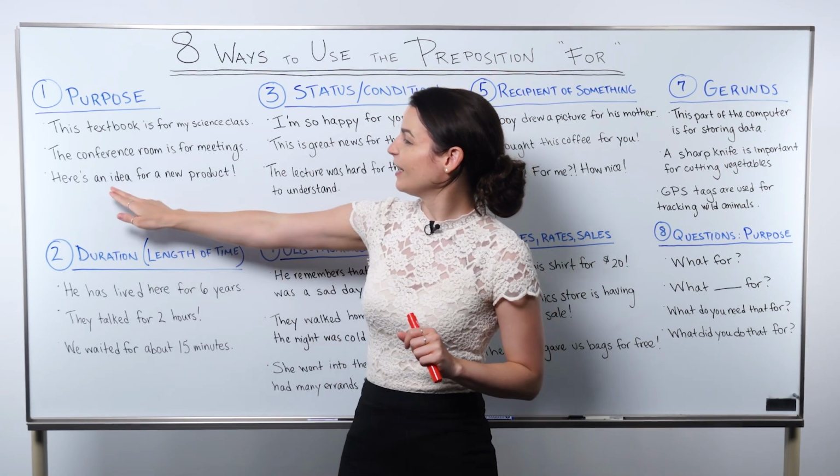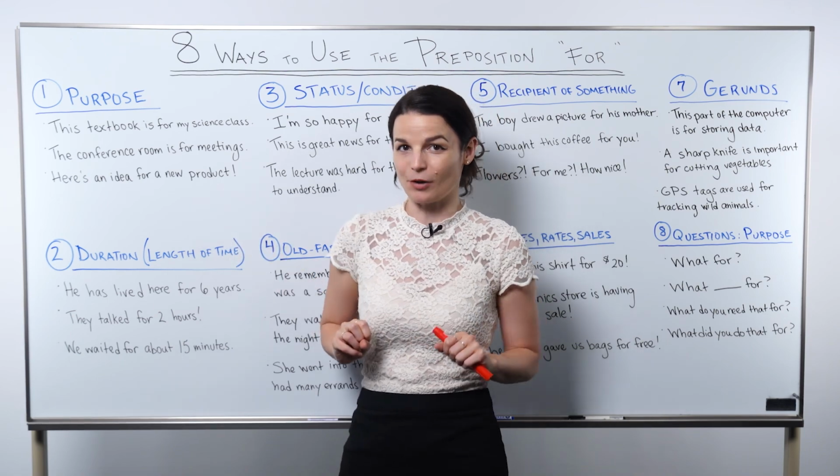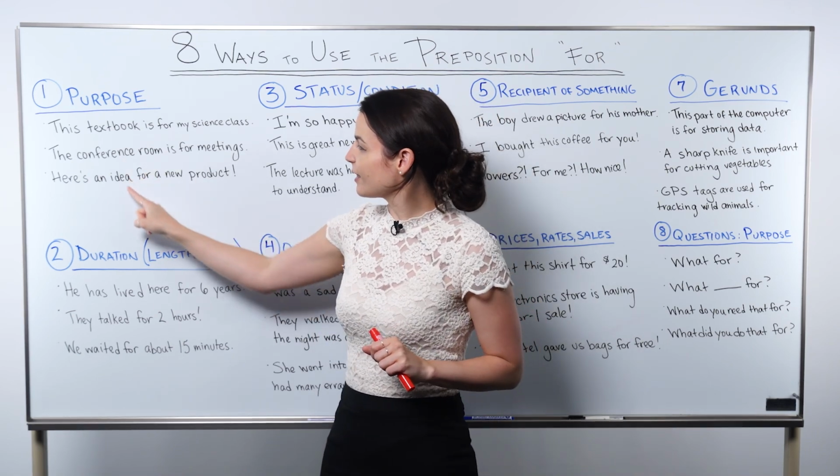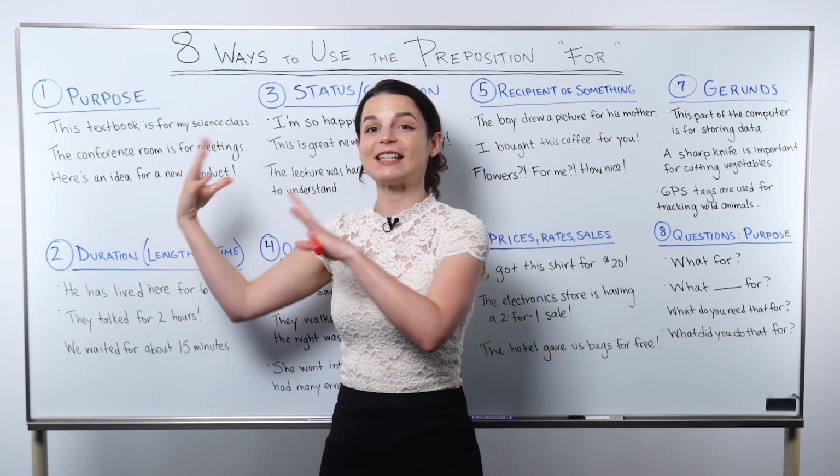Okay, one more. Here's an idea for a new product. So this sentence is expressing a new product as like the purpose of the idea.